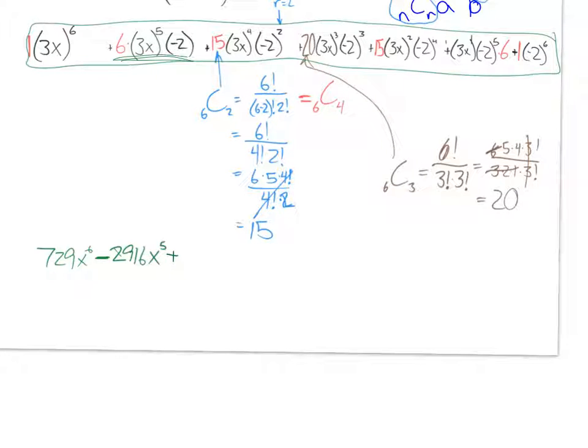So let's see what the rest of this is going to be. It's going to be positive 30 times 81, 243, 2430, x to the 4th. I think that's right.